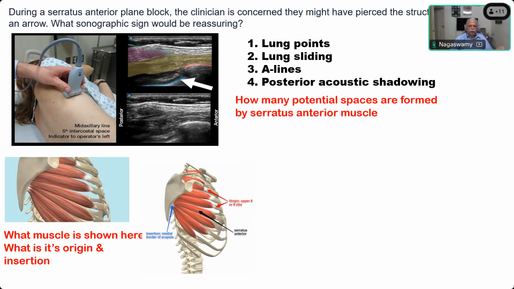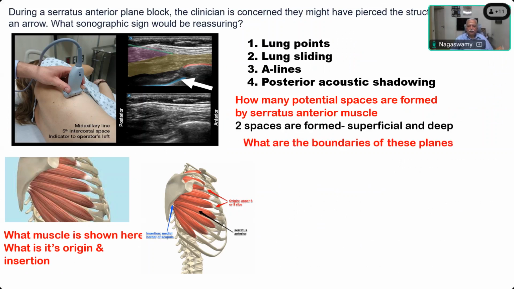How many potential spaces are formed by serratus anterior muscle? 2 spaces, superficial and deep. Okay, so there are only 2 potential spaces. One is superficial, another is deep. What are the boundaries of these planes or the spaces?